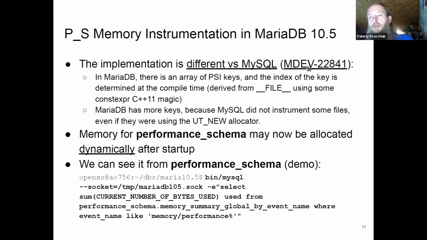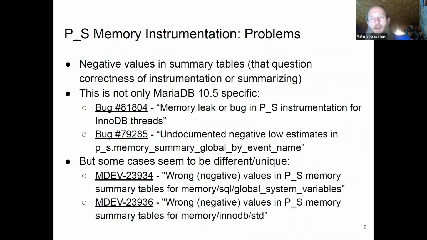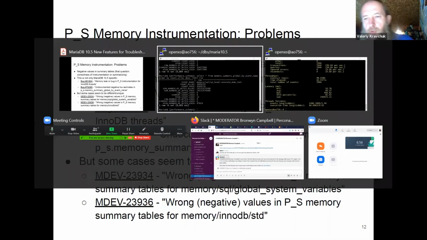If you are interested in the details of how this implementation works, I refer to the task that was a part of the performance schema implementation here. So this important addition, which is quite similar to MySQL 5.7 instrumentation for memory, does not come for free. It's not just great stuff added. There are problems, and problems are mostly like that. I will just show you.